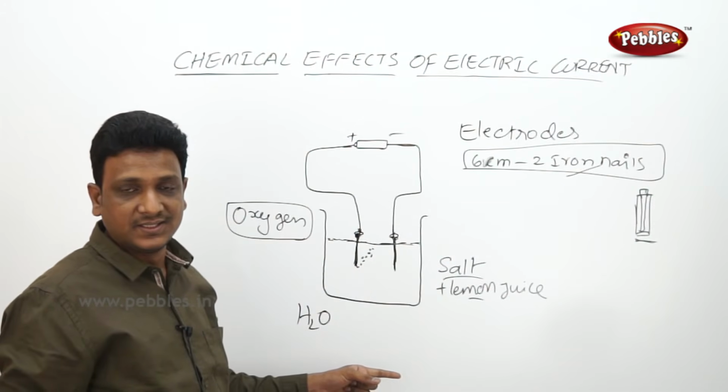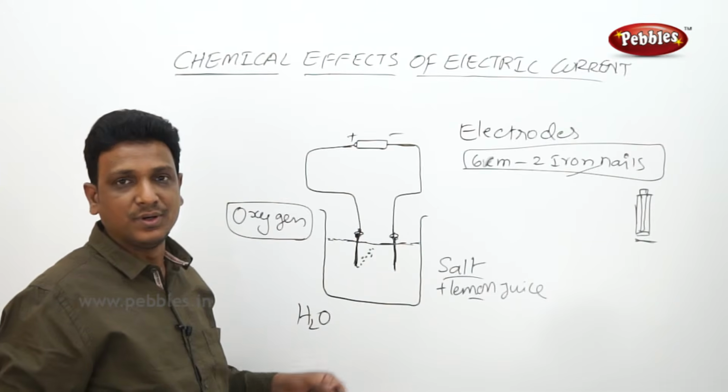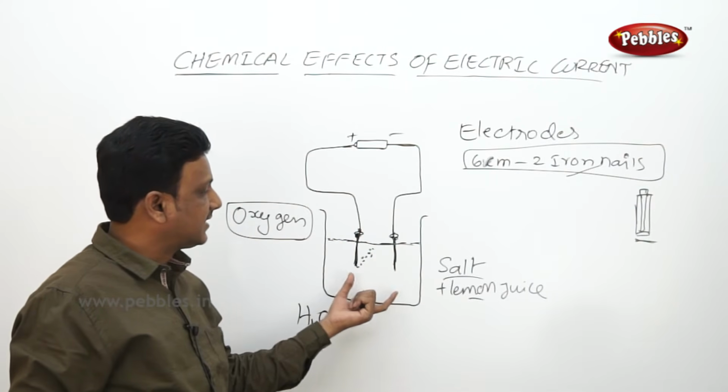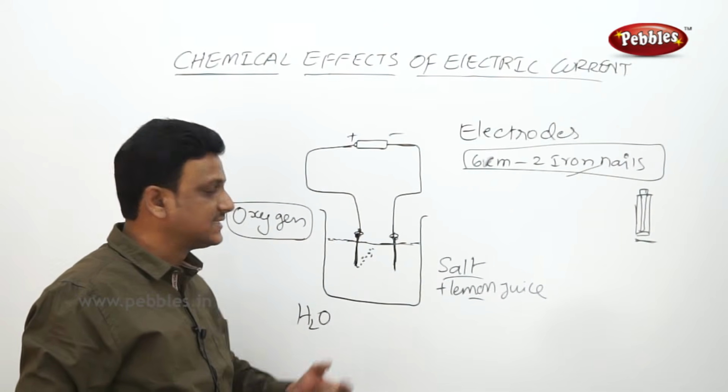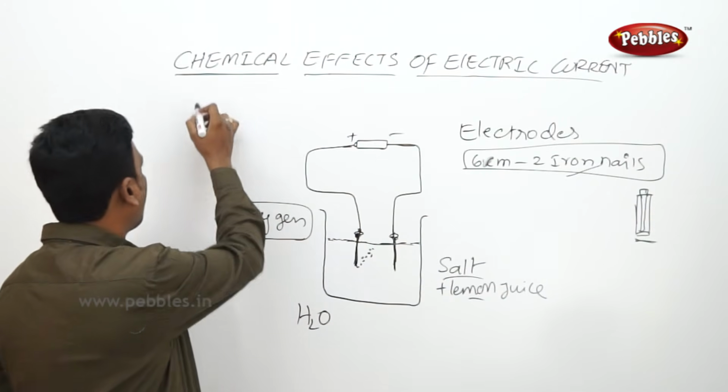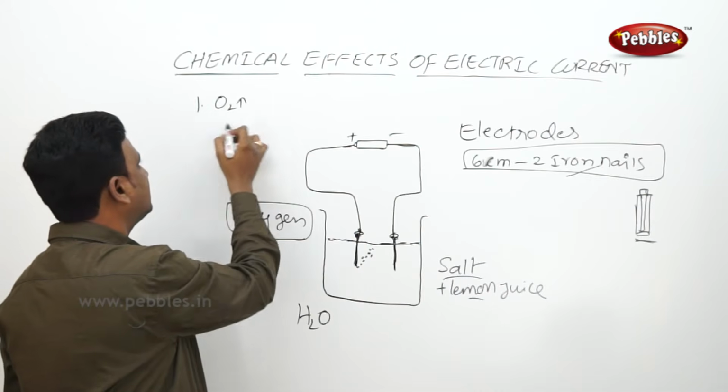What is that effect? That is, oxygen is produced. So when you have taken here some liquid that contains water, the bonds break and oxygen is liberated. That is the one chemical effect. Chemical effect 1, O2 is released.